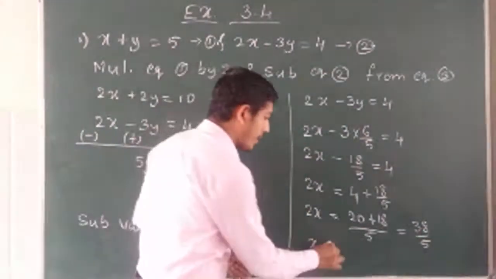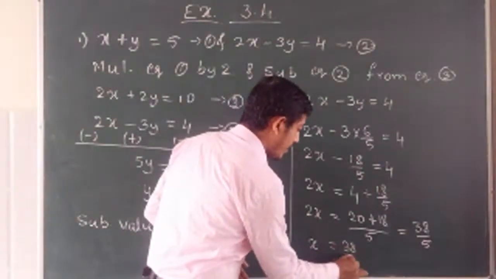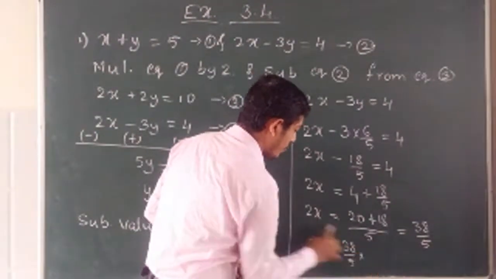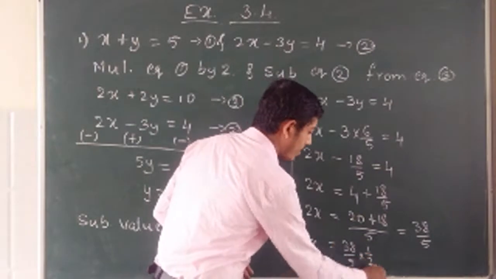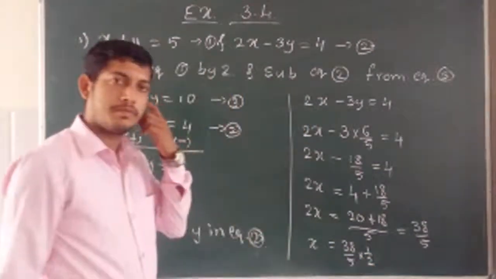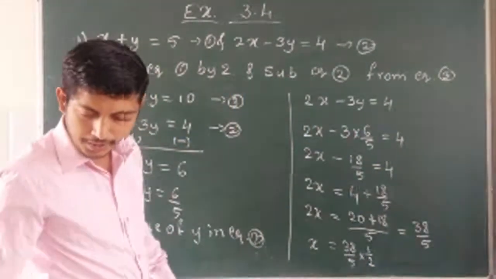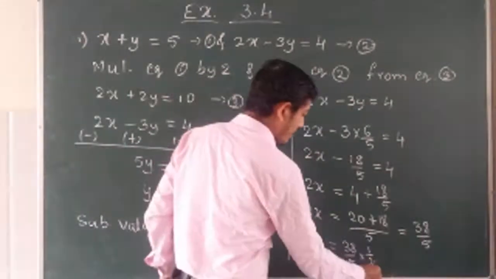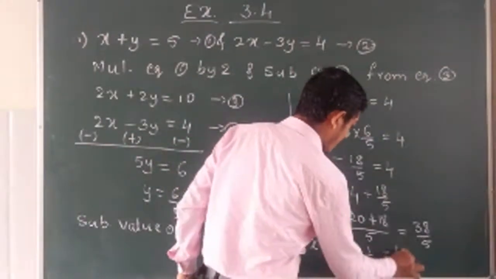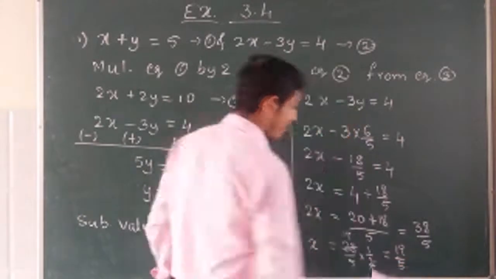That value of x becomes 38 divided by 5, into 2 is multiplied and goes to the other side, it becomes division. So that's why it becomes 19. 2 on the 2 19. It becomes 19 divided by 5.